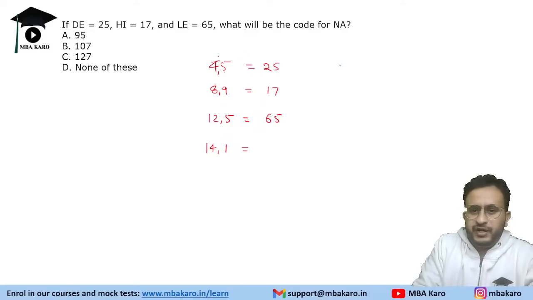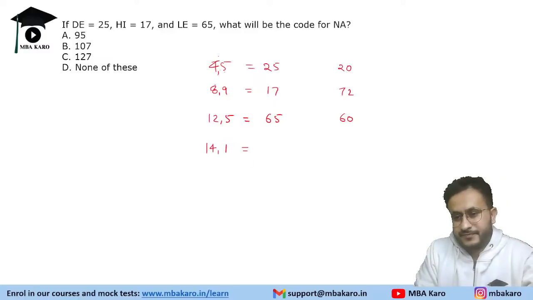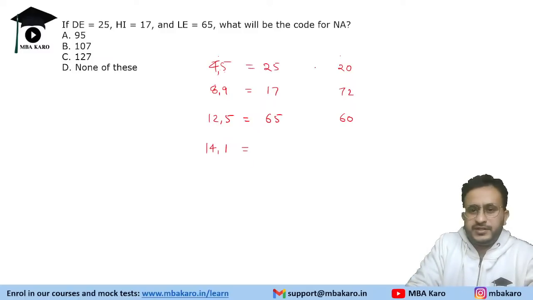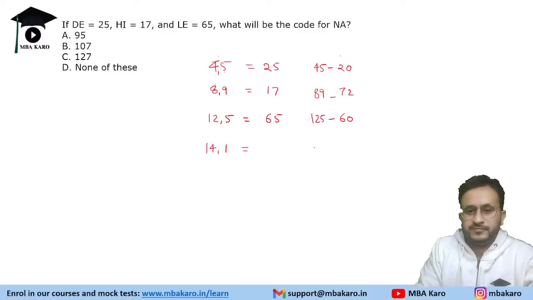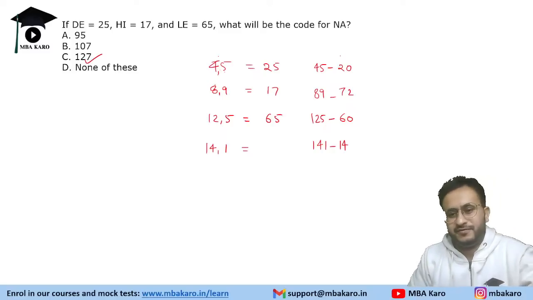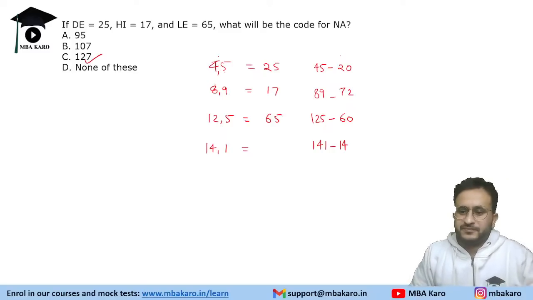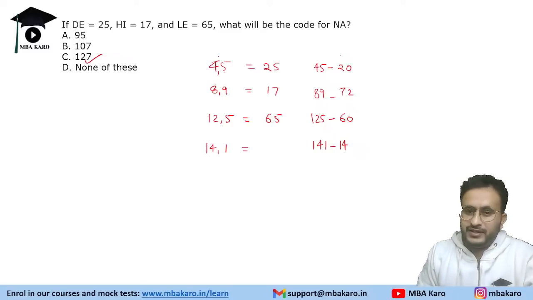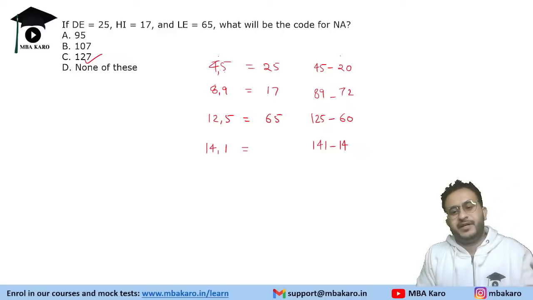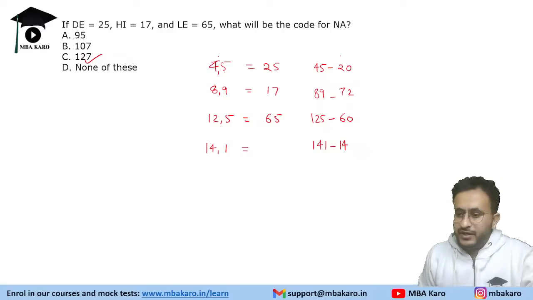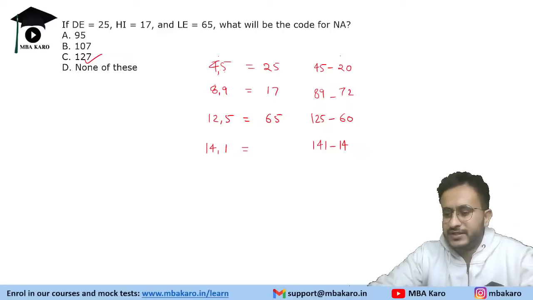So, what is 4 into 5? 20, 8 into 9, 72, and 60. Okay, product of the digits. Okay, so the answer is 127. No, that was not wrong. The thing was correct, just that some weird logic. Now it will happen that there will be some questions with weird logics for sure in the examination.